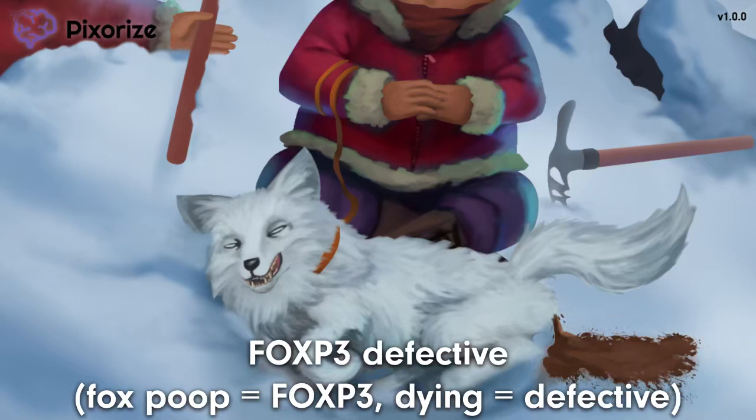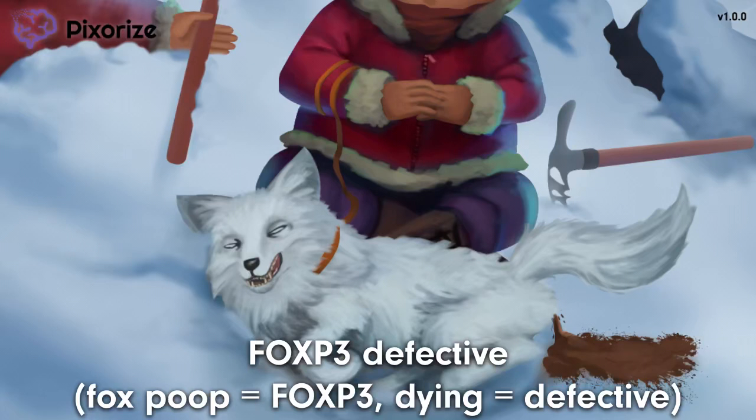By the way, this fox poop is our recurring symbol for FOXP3. Get it? Fox poop for FOXP3. And this fox is dying, which should remind you of the defect or mutation in FOXP3 that causes IPEX. FOXP3 is a transcription factor that plays a major role in the differentiation and function of regulatory T cells.